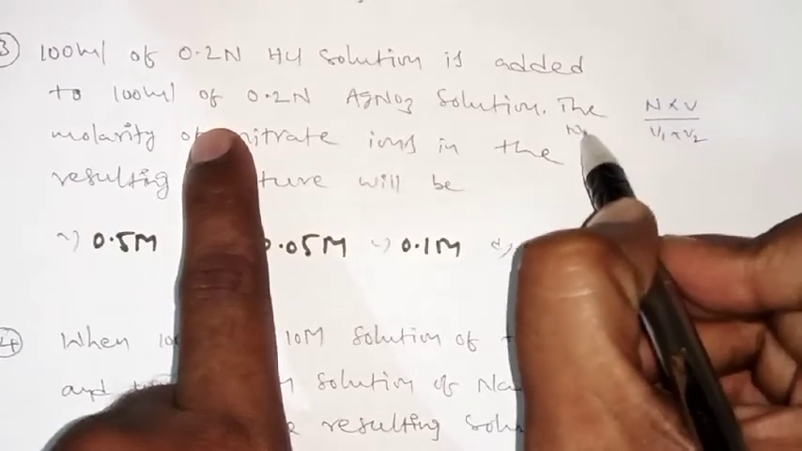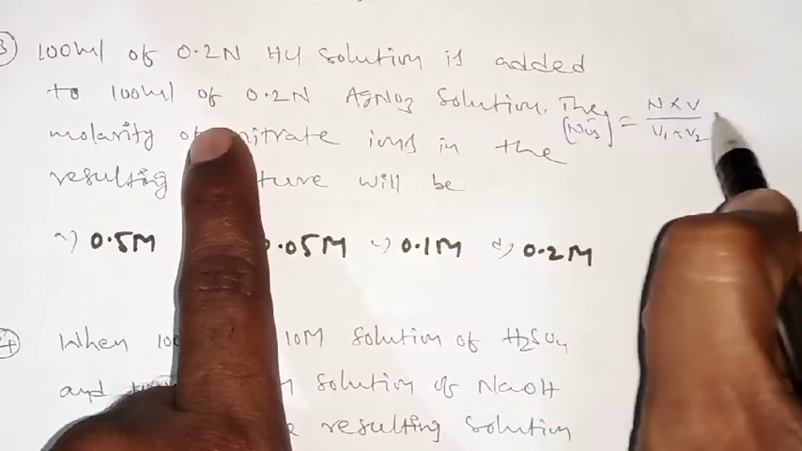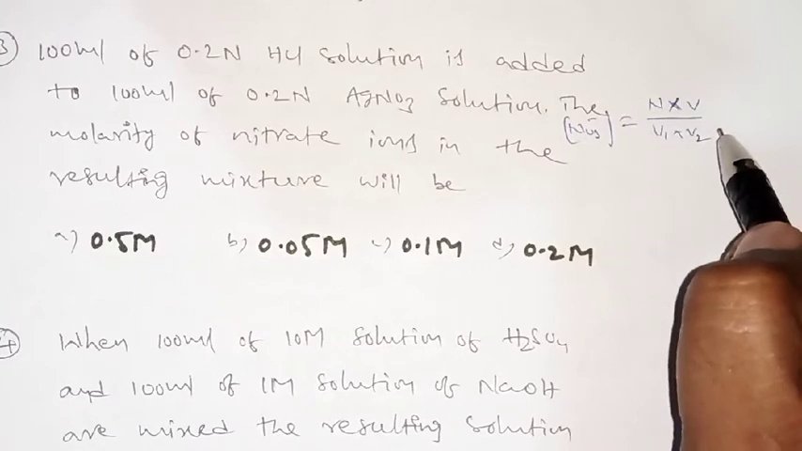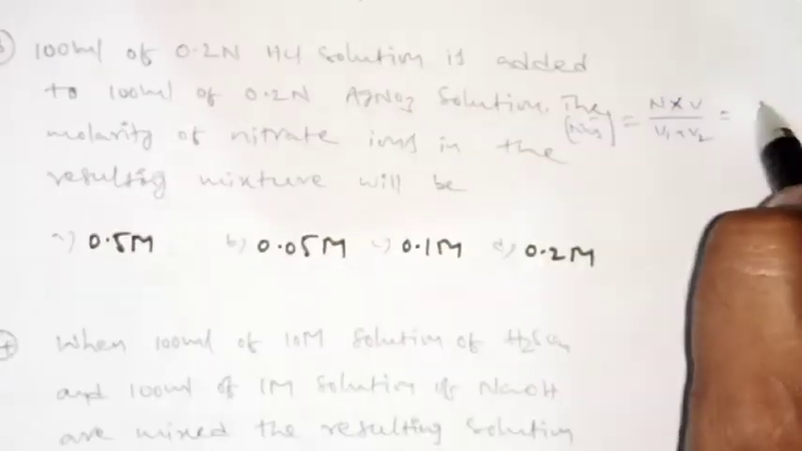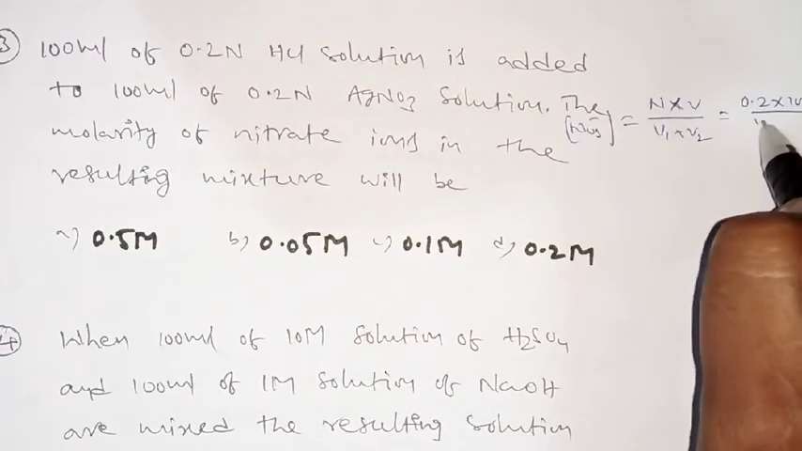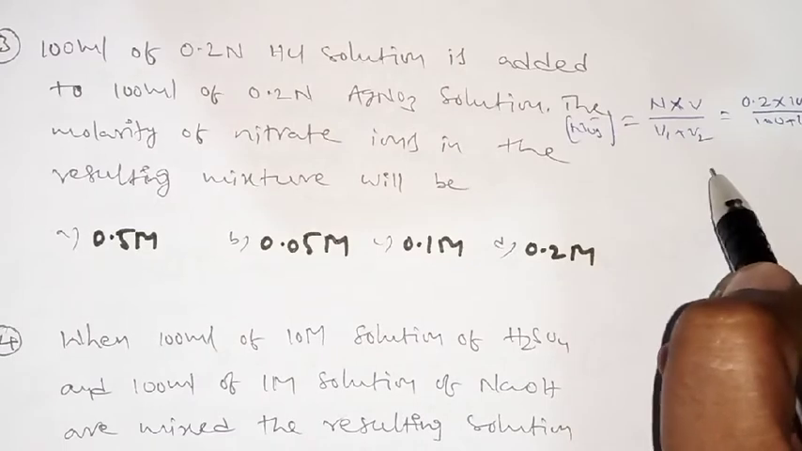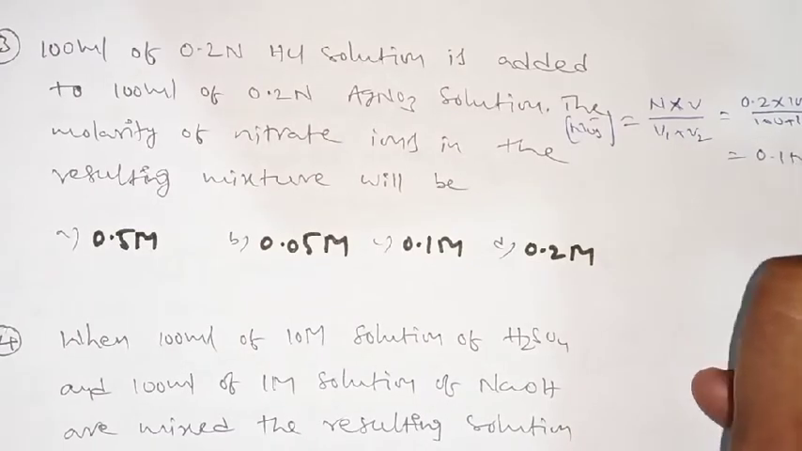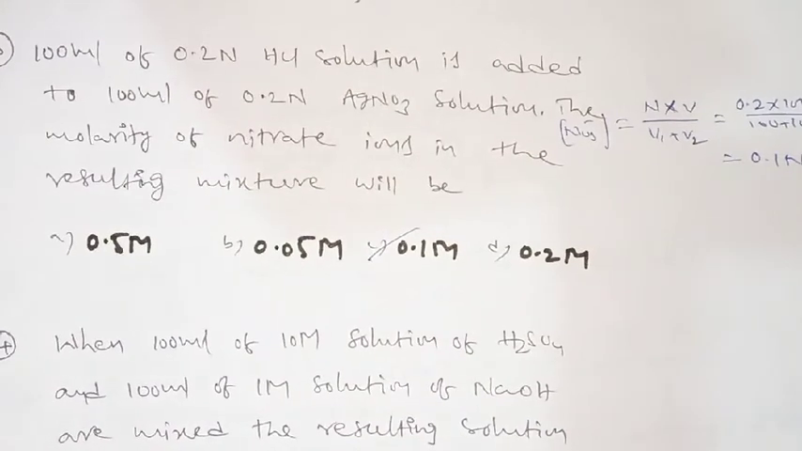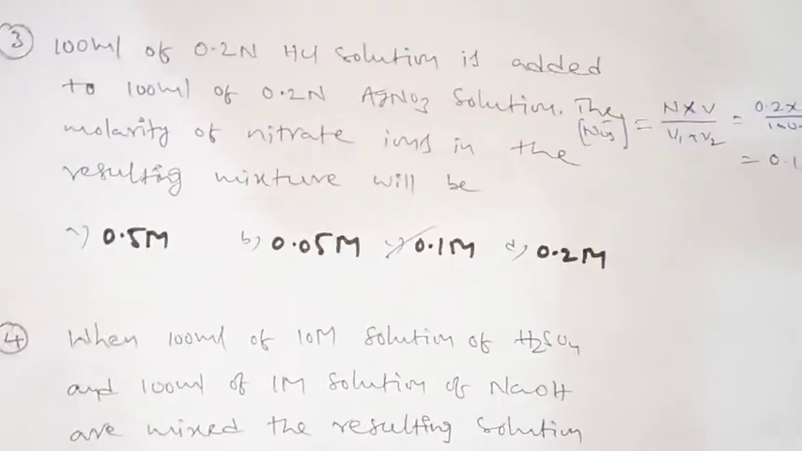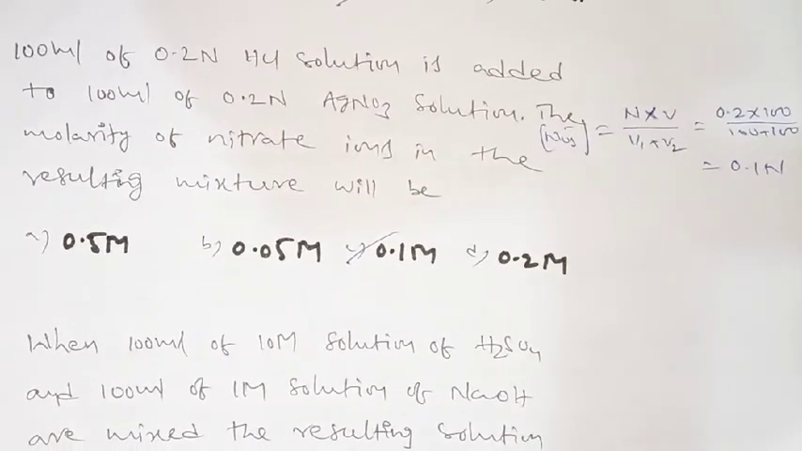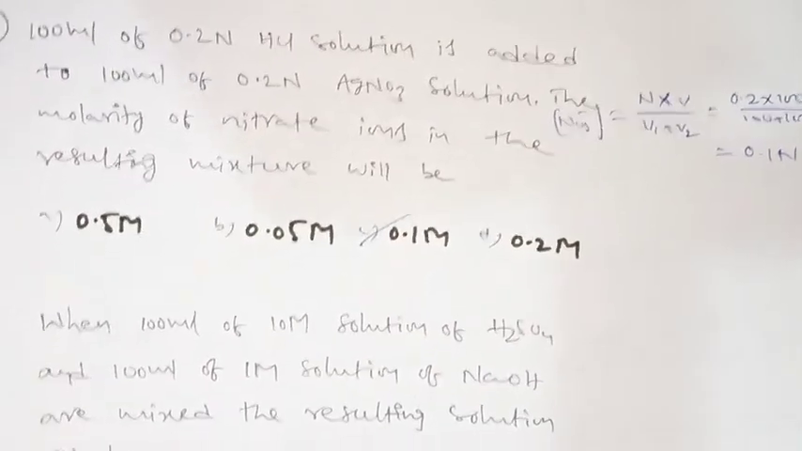Only the nitrate ion concentration. What is the reason? It is a resulting mixture, so we consider both the volumes. That is why N into V: 0.2 into 100 by 100 plus 100, because we consider the total solution. If you simplify, you will get 0.1N. Very simple and very important model, because here they specifically asked about nitrate ions only. Is it clear? Resulting mixture, but individual ions. Is it okay? Right. Look at the next question.